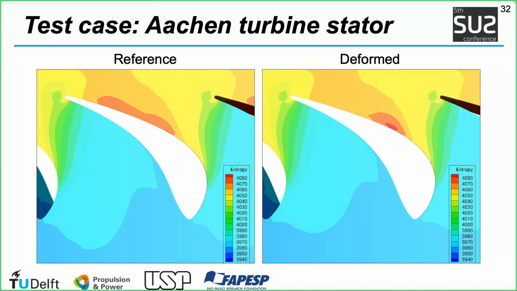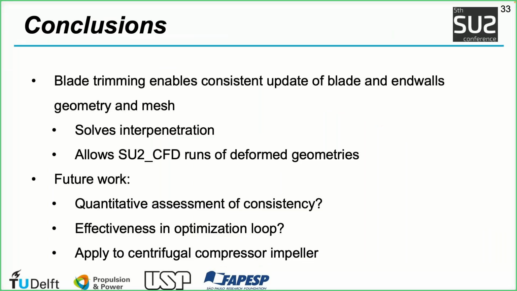So with this approach, we could make a consistent update of blade and end walls geometry mesh. We could then solve the problem, at least for this test case. And it allowed SU2 to run CFD simulation. The future work that we're gonna do is to make a quantitative assessment of this approach, make sure that it is not something only visual, but something also quantitative that we can measure. Something that was suggested by Josh is to assess the effectiveness of this within the optimization loop, where many things are gonna change at the same time.